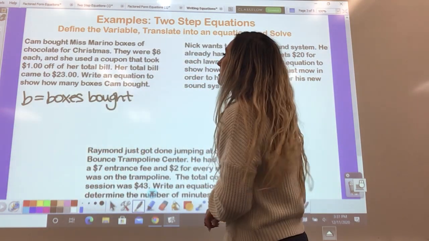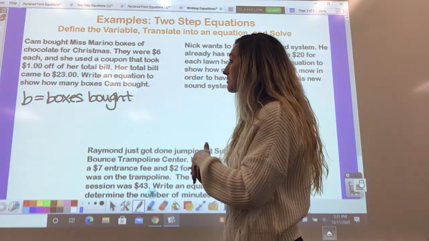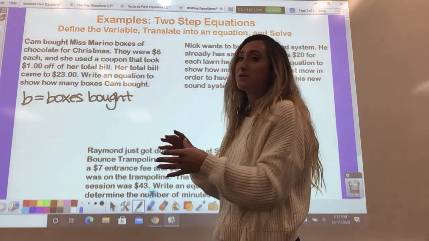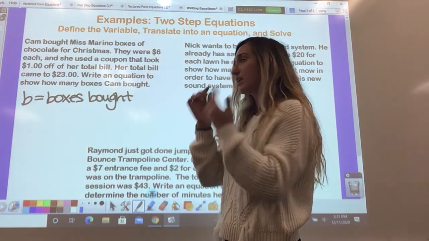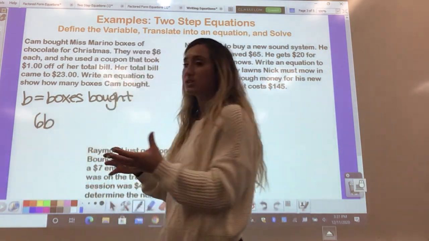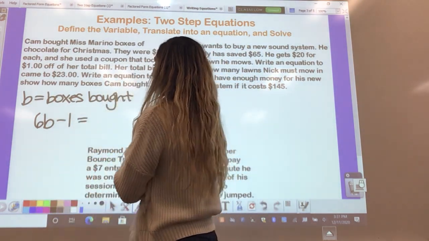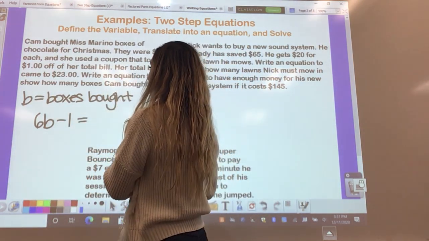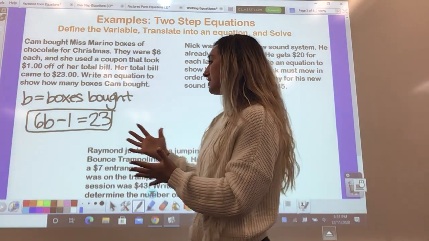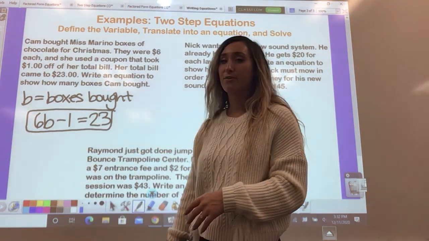Boxes of chocolate bought. So we know that they were $6 each. So $6 for each box minus $1 for the dollar off coupon, that equaled $23. So hopefully, again, you can kind of hear the equation being built. It was $6 per box, so $6 times the amount that were bought minus the dollar coupon to end up being $23. So there's the equation. You may also think, with the variable already isolated, a different thing, and if you do, that's okay, but this is all I'm going to put up here for now.